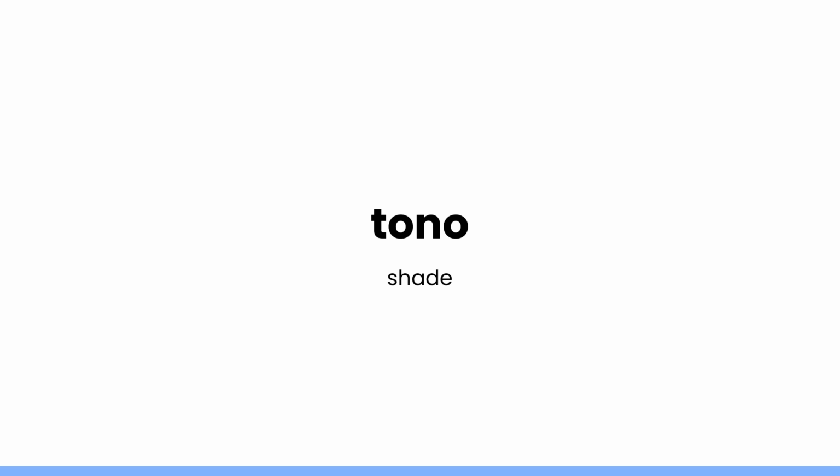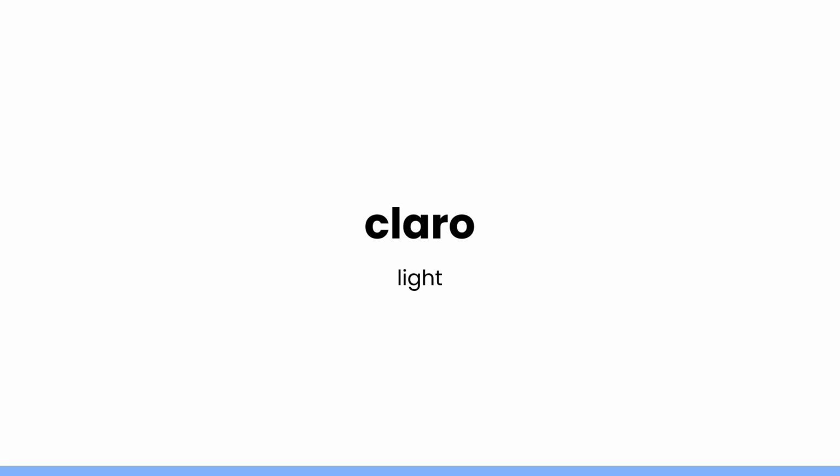Alright, so once we have the different types of hair colors out of the way, let's look at the different types of colors that we have. For example, a color can have a shade, and the word for shade in Spanish is tono. El tono. Colors can also be light or dark. Light in Spanish is claro. So if you want to say light blue, in Spanish this would be azul claro, which is light blue.